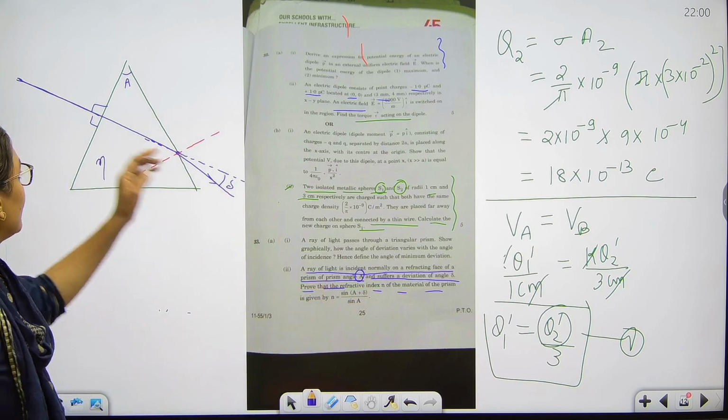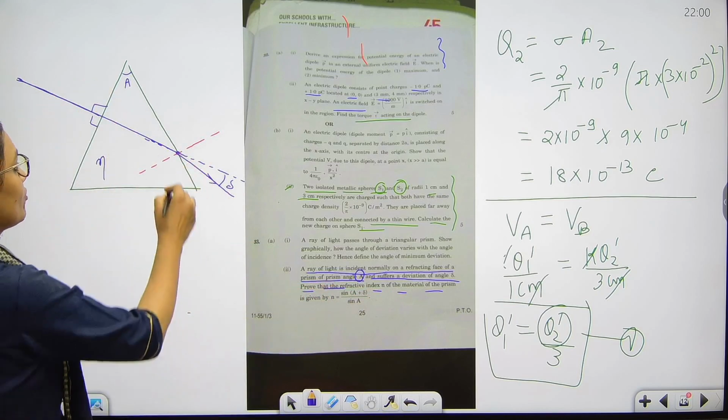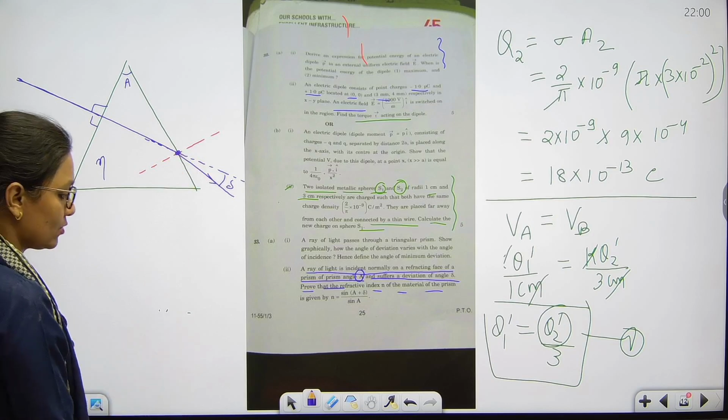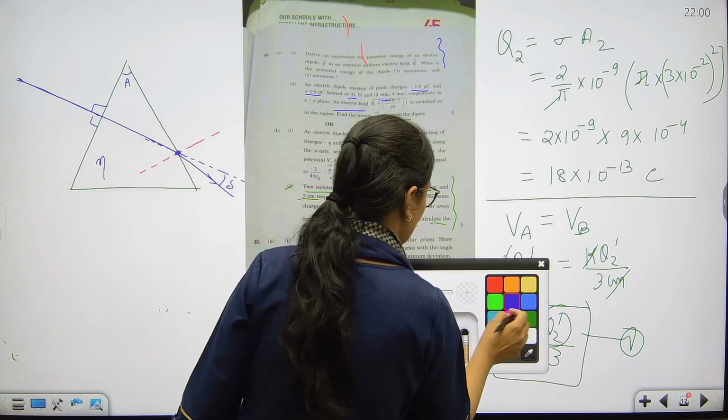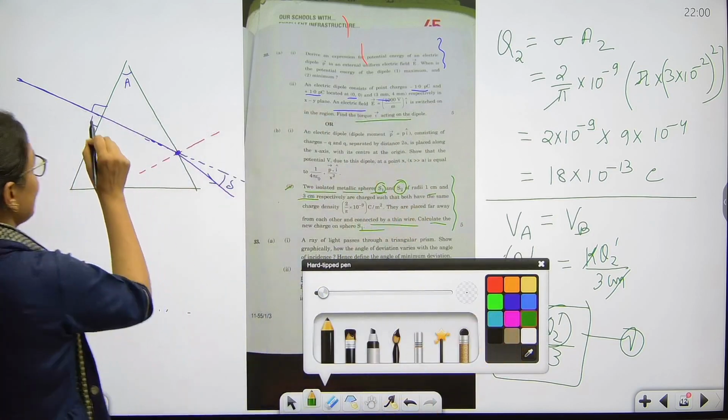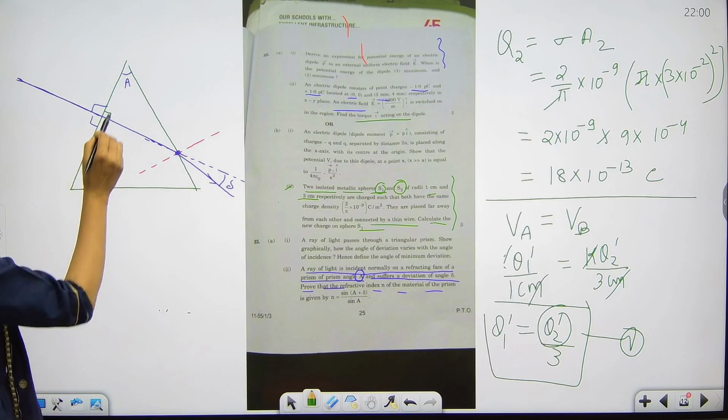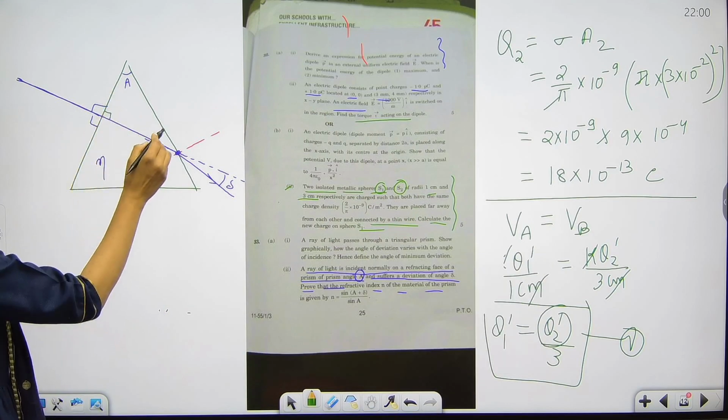Now very easy. Here no refraction. Here you have to apply Snell's law. Can you apply Snell's law here? Before applying Snell's law, let us try to find the angles. This angle is 90. This angle is 90. This angle is A. What will be this angle?